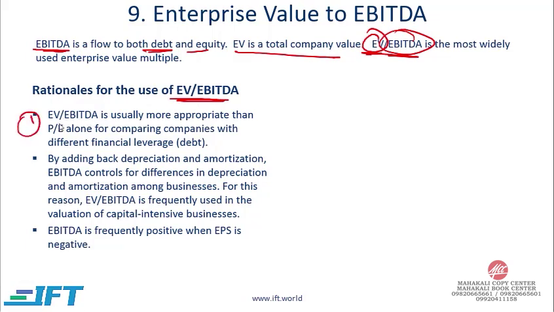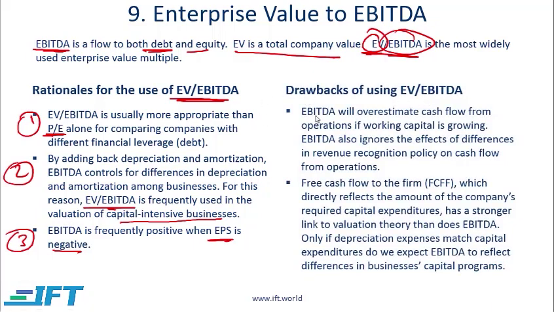The first one is that EV to EBITDA is usually more appropriate than the price earnings alone for comparing companies with different financial leverage. The second point is that by adding back depreciation and amortization, EBITDA controls for differences in depreciation and amortization among businesses. For this reason, EV to EBITDA is frequently used in the valuation of capital-intensive businesses. And finally, EBITDA is frequently positive even when EPS is negative. You need to remember these reasons, and they are fairly straightforward.